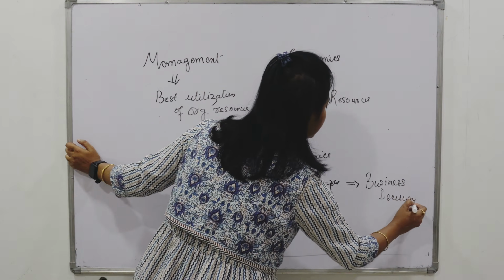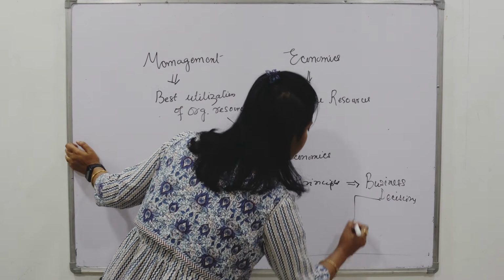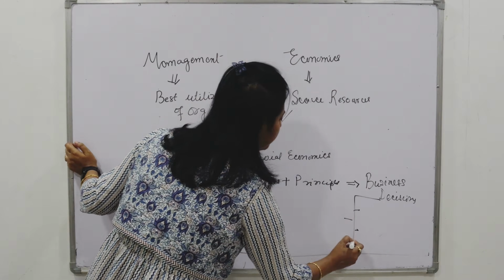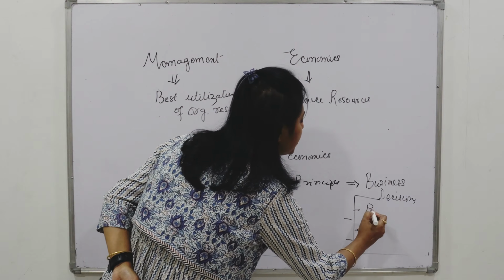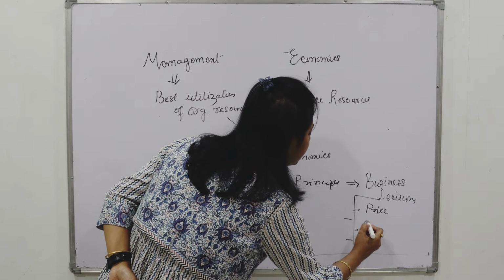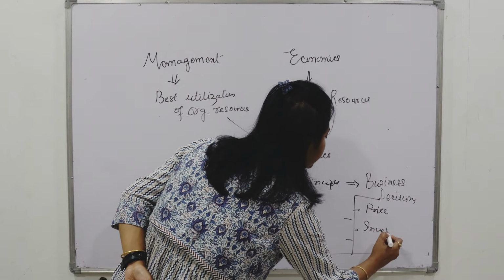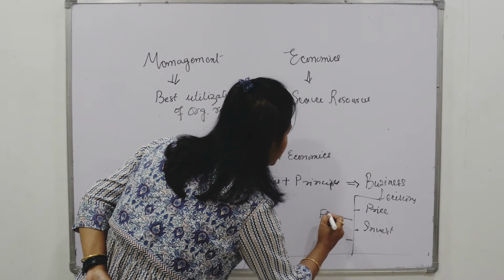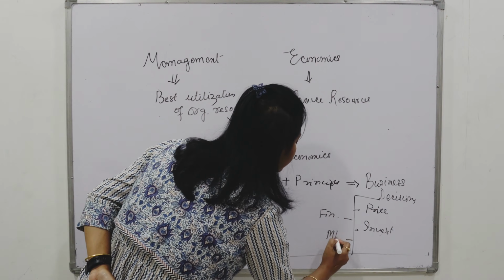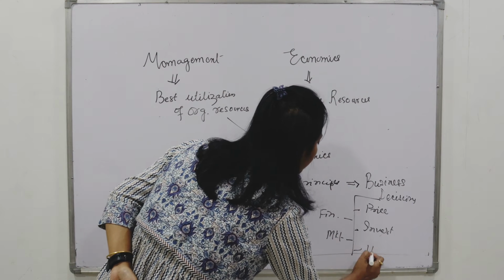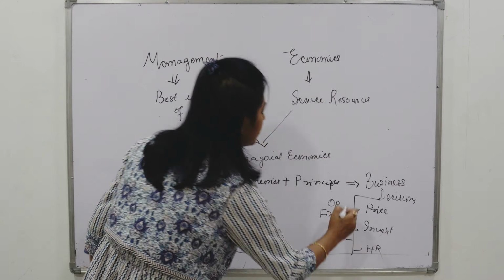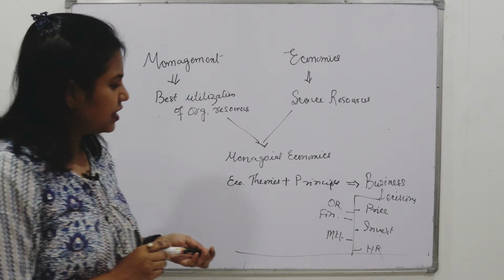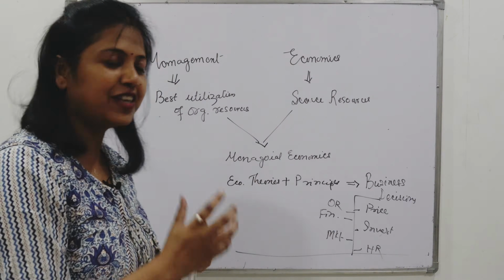So when I say business decision, what are the different business decisions? You know that there are different types of business decision. For example, the pricing decision, the investment decision, the finance decision, the marketing decision, the HR, human resource decision, or the operations decision. So friends, can you see the nexus? Can you see the linkage?